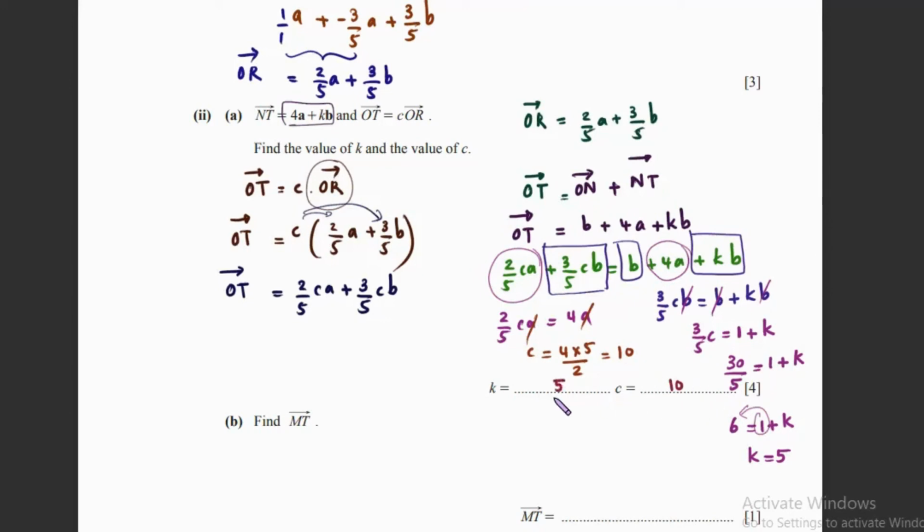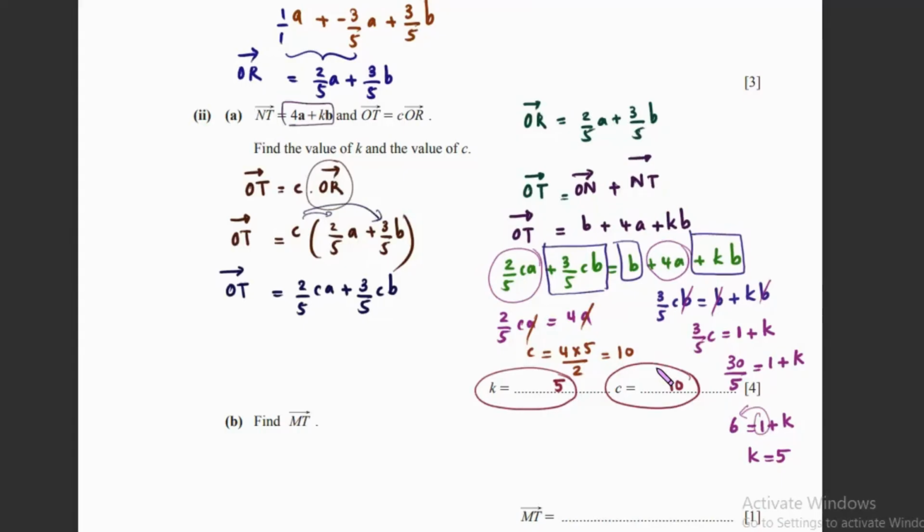So here the value of C is 10 and K is 5. I'm sorry, I did not have enough space here. That's the reason why I wrote it this way. We would have been able to manage it if I had started somewhere over here. Anyway, the value of K is 5 and the value of C is 10. This is what we get as the answer.